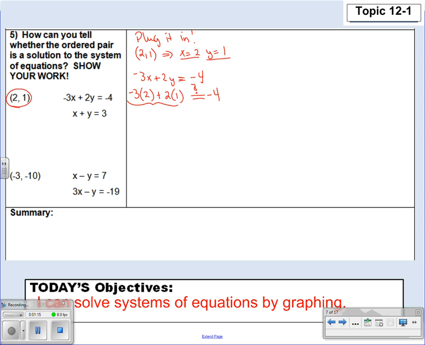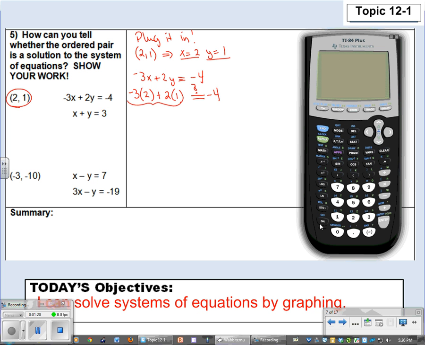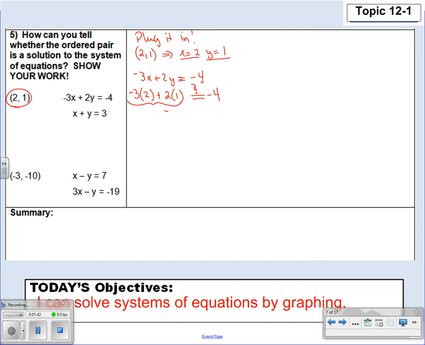So the left-hand side, I'm going to put into my calculator and see what comes up. I'll type in exactly how it looks. Negative 3, open parenthesis, 2, close the parenthesis, plus 2, open the parenthesis, 1, close the parenthesis, press enter. And we get that it is equal to negative 4. So negative 4 does equal negative 4. This is a true statement. So we definitely know that 2, 1 is on the graph of our first equation.